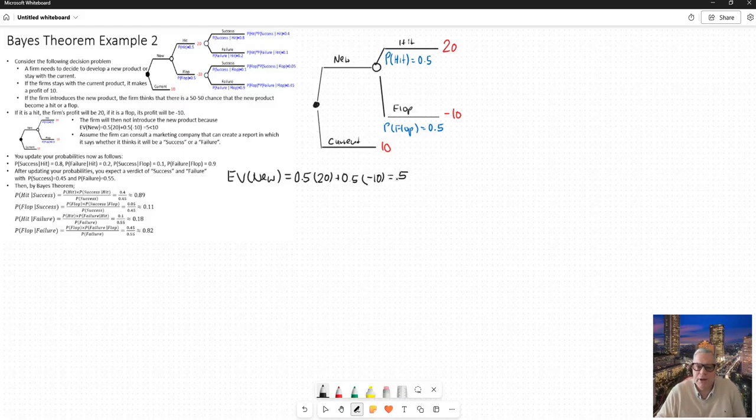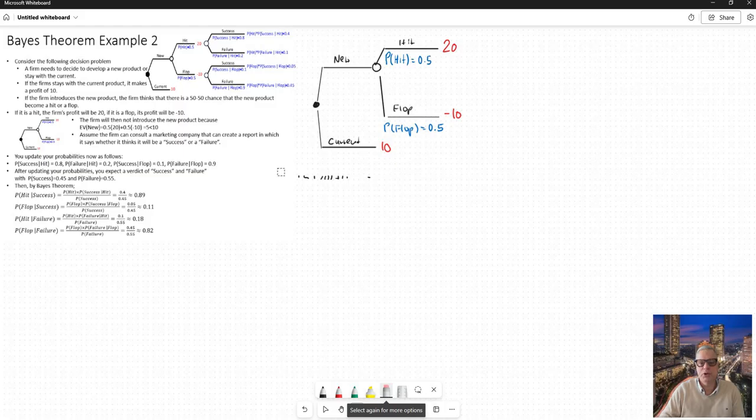That's the expected value. Well, since this is obviously less than the expected value of the current, and the expected value of the current is essentially a certainty, the decision is you will not introduce the new product, you will go with the current. Okay, so without additional information, you would go with the current.